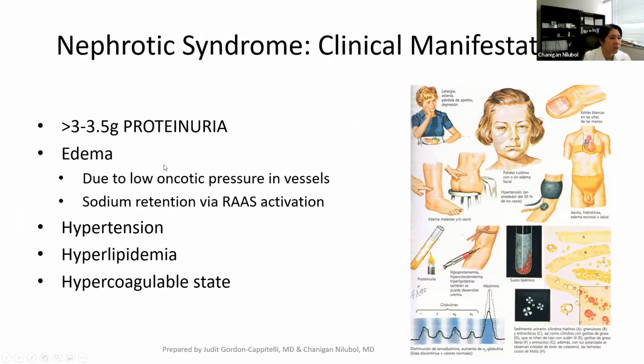These patients typically are edematous. You can see here the presacral or the lower extremity edema. It can be from either this patient losing so much protein that they have a low oncotic pressure, or sodium retention due to the RAS activation. And the majority of these patients are hypertensive, they have hyperlipidemia, and certain diseases are more prone to have a hypercoagulable state. Okay.